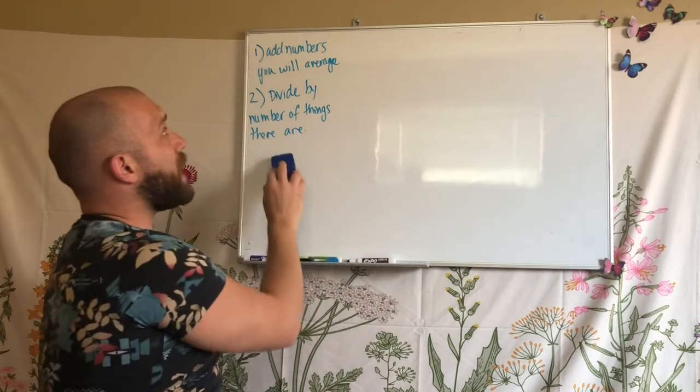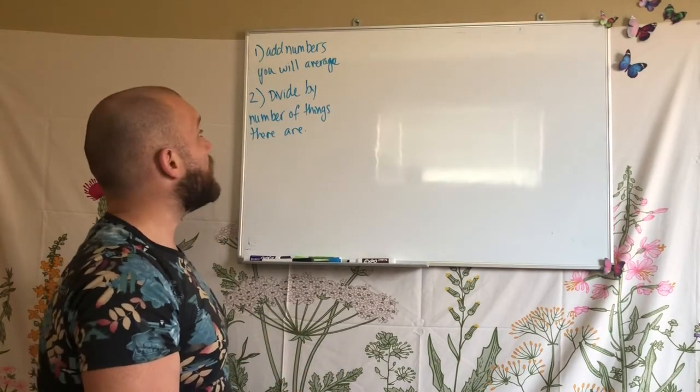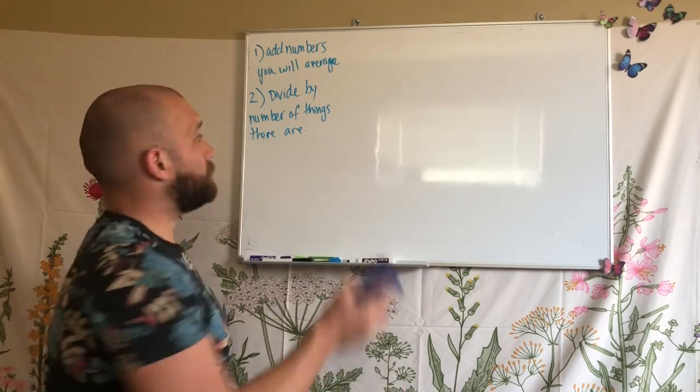So don't forget, doing the average: you add the numbers you want to average, and then divide by the number of things there are.